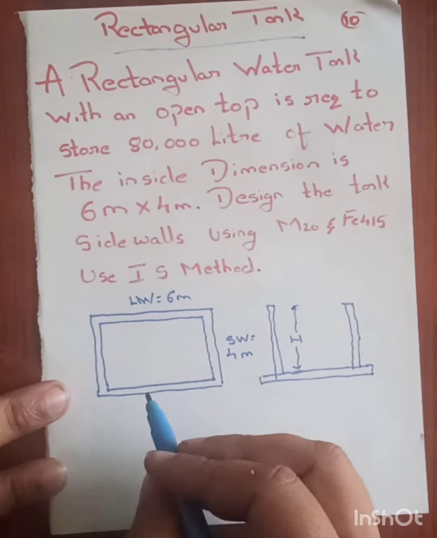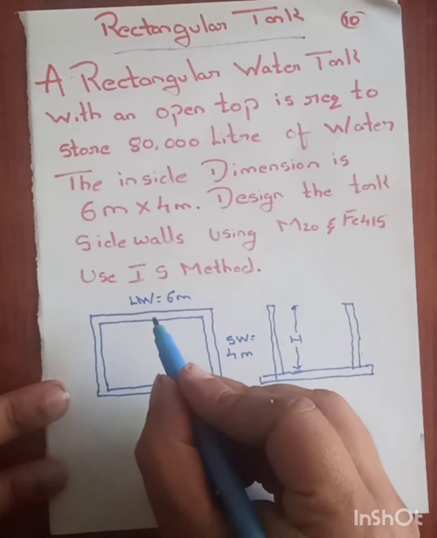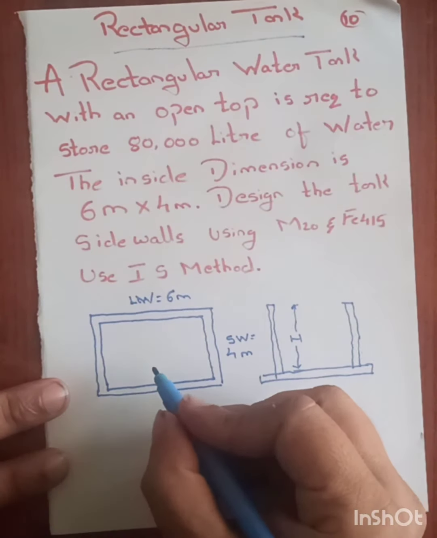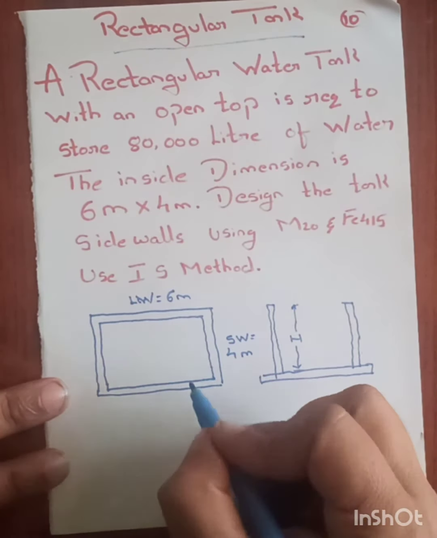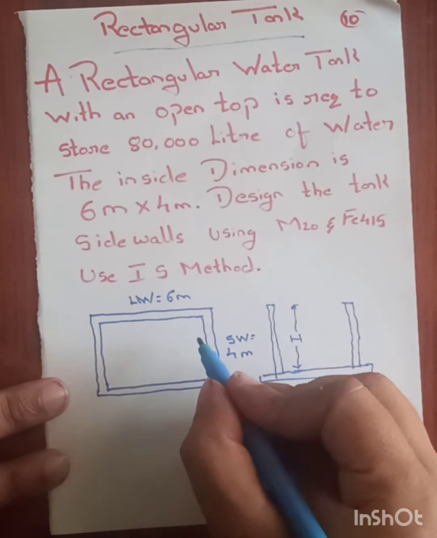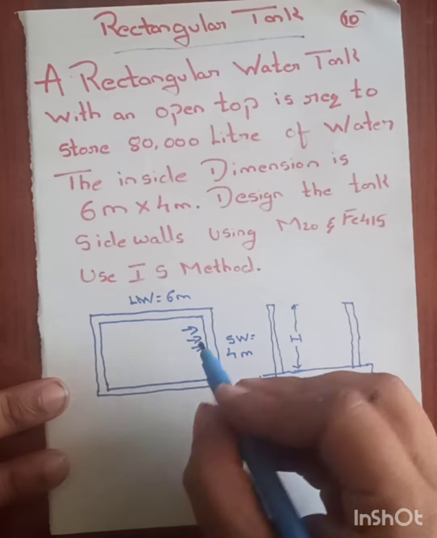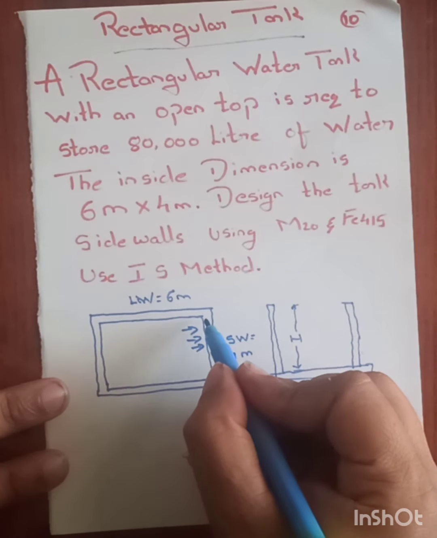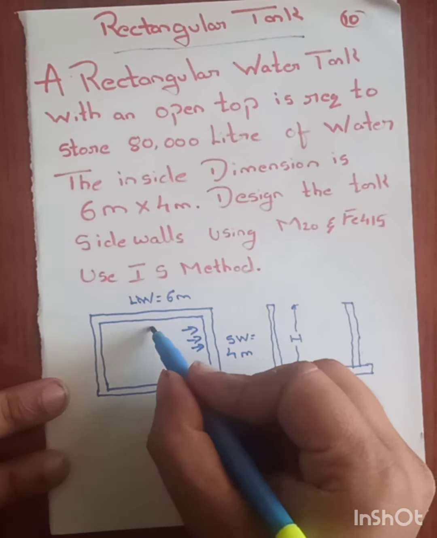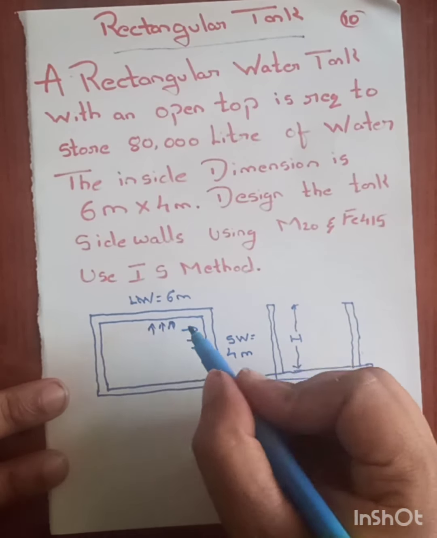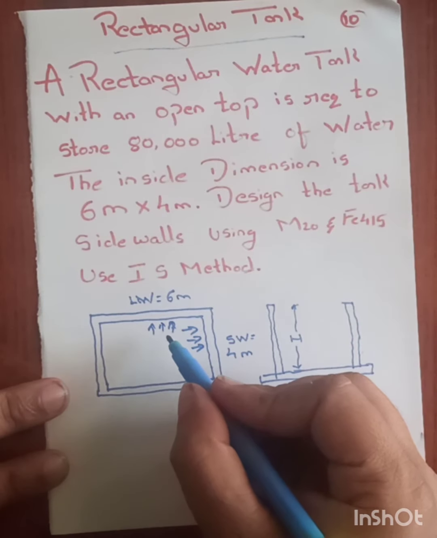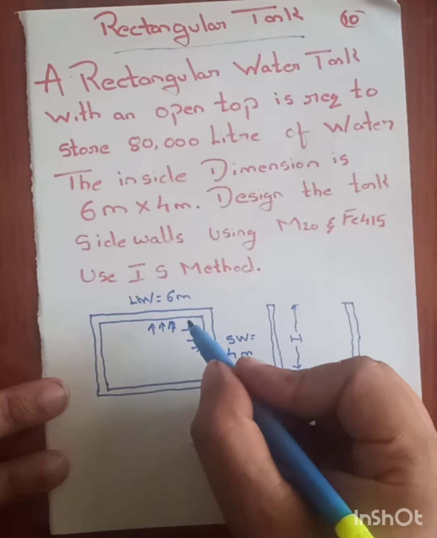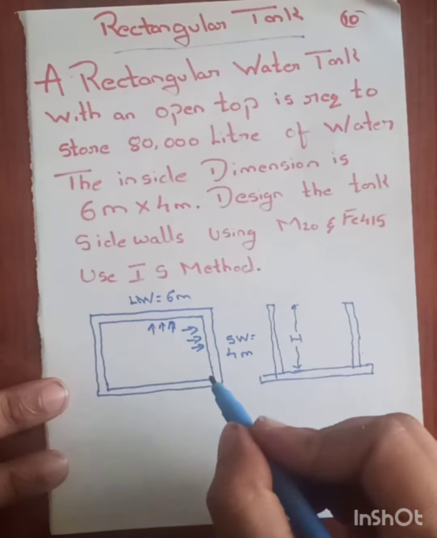Now, in this rectangular water tank, it consists of two long walls and two short walls. Because of the water pressure in the water tank, it will be subjected to box action. That is, when the water tries to increase the length of the short wall, the long wall will try to pull it back. Similarly, when the water pressure tries to push the long wall, the short wall tries to pull it back. So it will be subjected to box action.